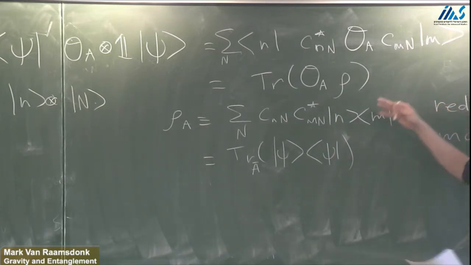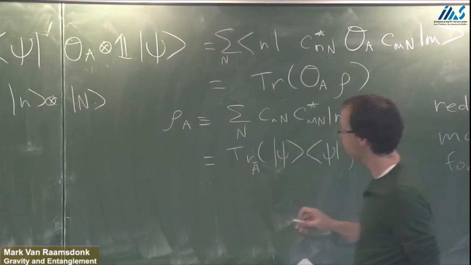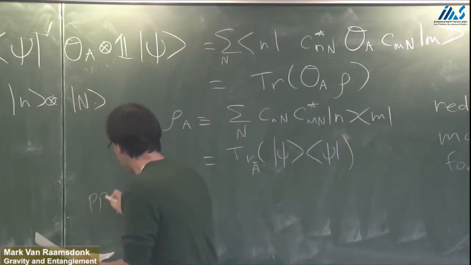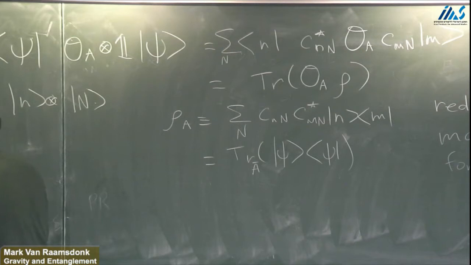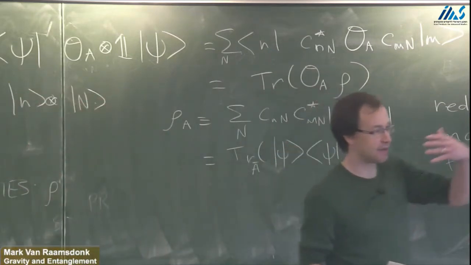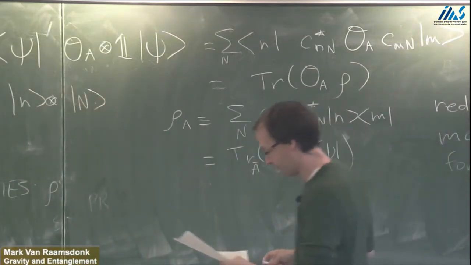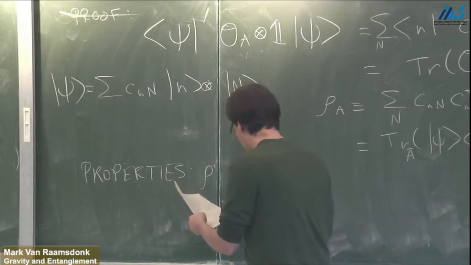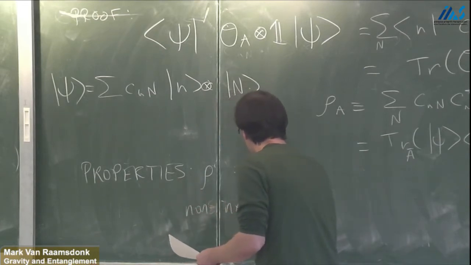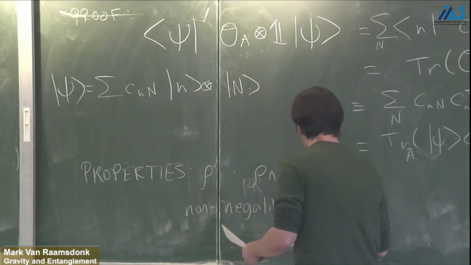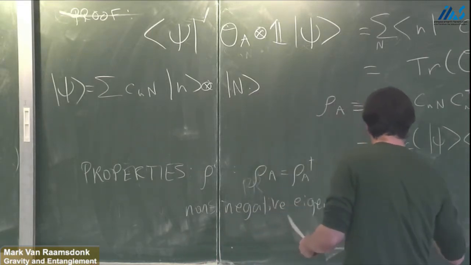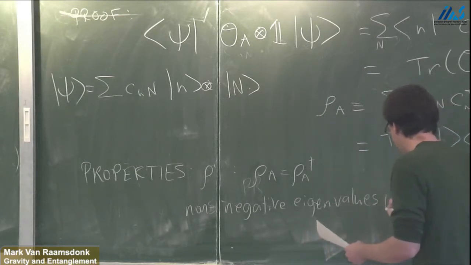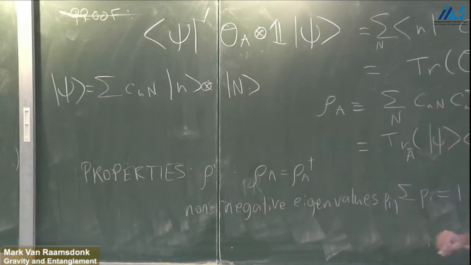Okay. So let's connect that to this ensemble description. Okay, so let me write down some properties of rho. And all of these things are, again, things that are very easy to check, and then you should do it for yourself for homework. So rho is Hermitian. Rho has non-negative eigenvalues pi, such that the sum of pi is equal to 1.